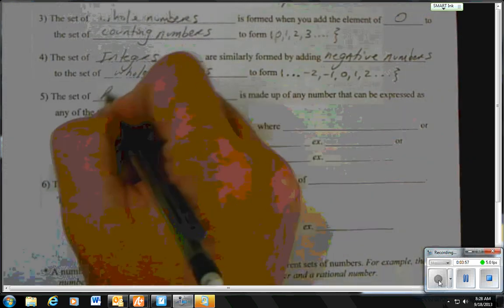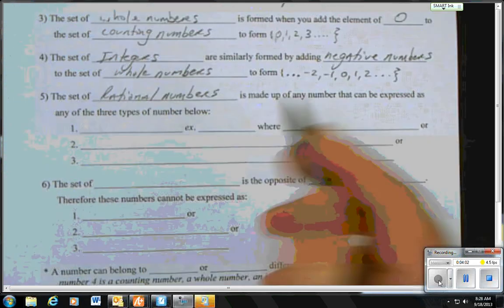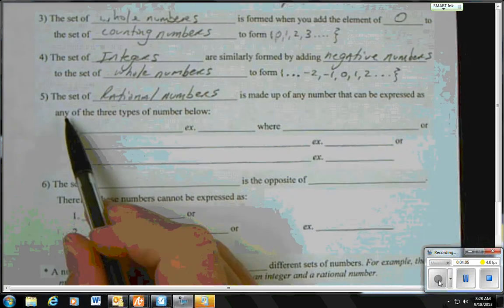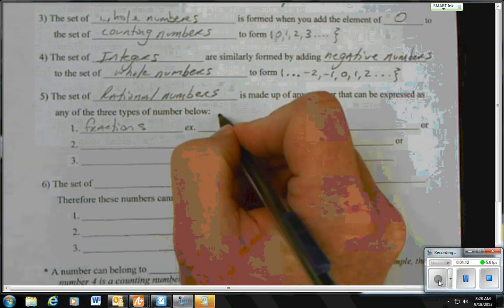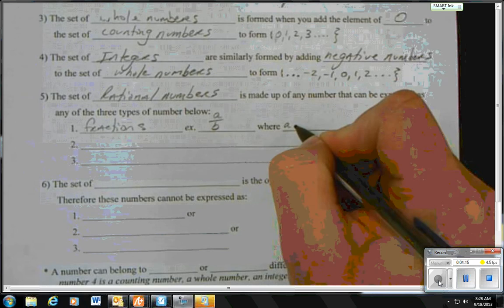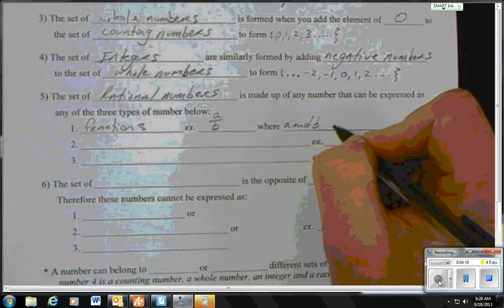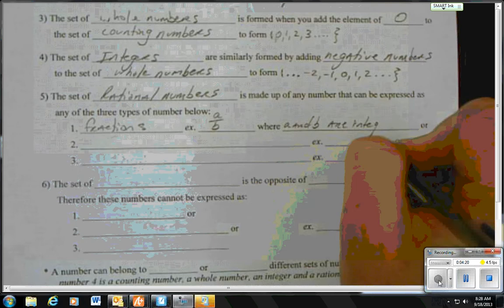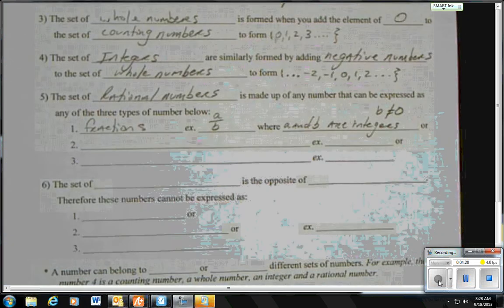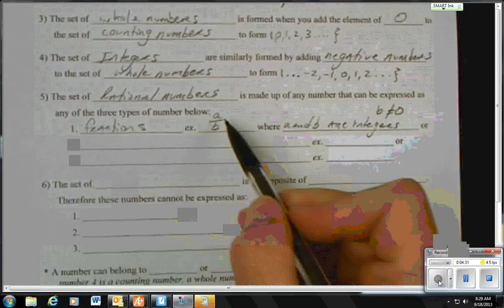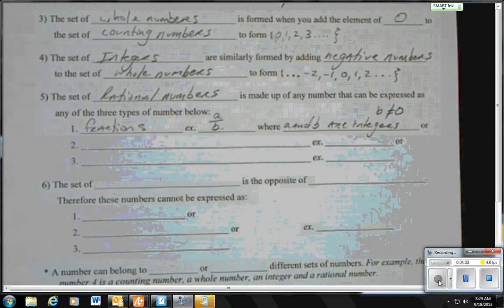The set of rational numbers is made up of any number that can be expressed as any of the 3 types of numbers below. 1, fractions, for example a over b, where a and b are integers, and b cannot be 0. So a and b are integers, so they can be positive or negative. No decimals, no fractions on the top or bottom. A is allowed to be 0, but b is not allowed to be 0.